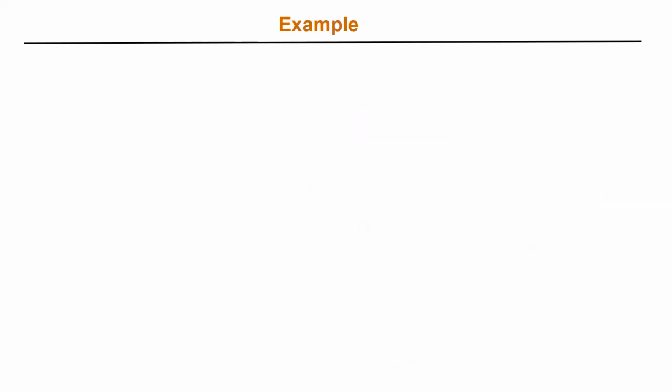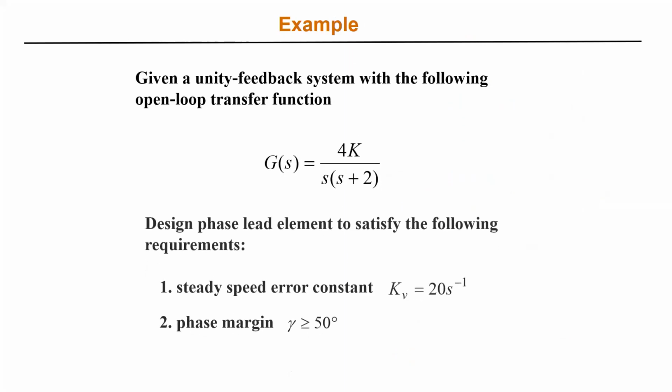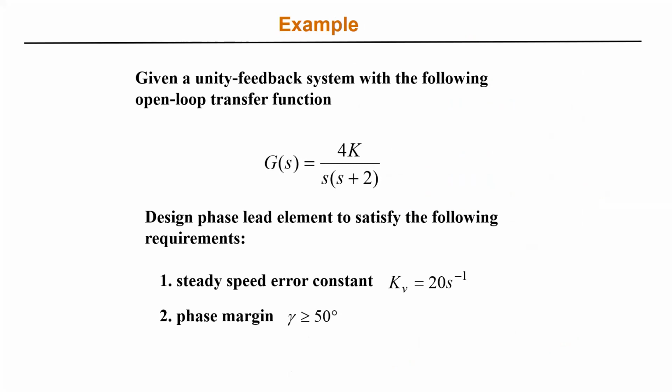Okay, let's take an example. Suppose I have this example. Given a unit feedback system with the following open loop system, K in this particular case is not given. This is adjustable. Design a phase lead element to satisfy the following requirements: steady state error KV equal to 20, and phase margin of 50.